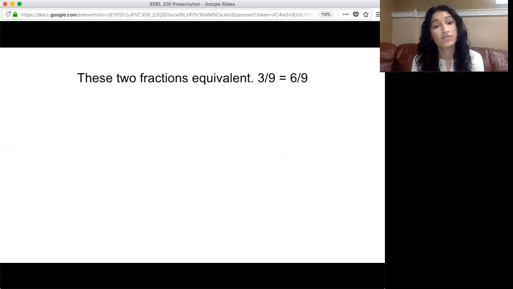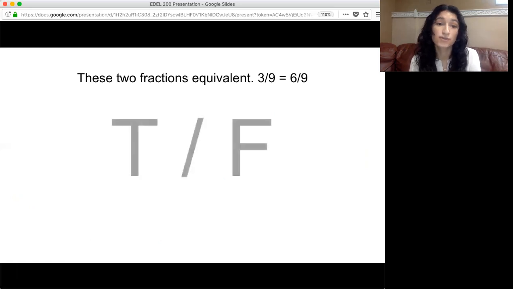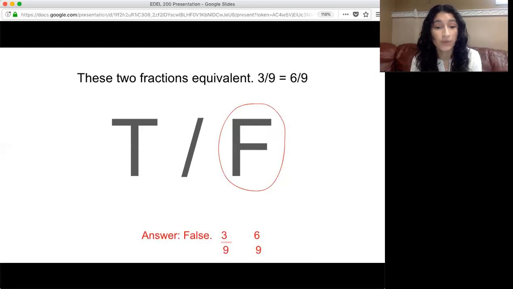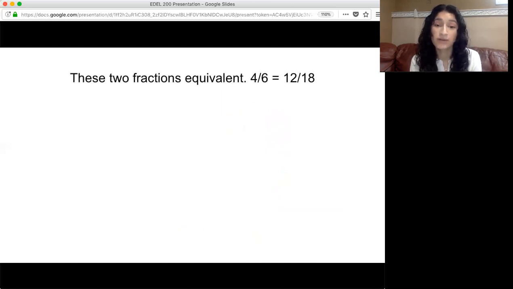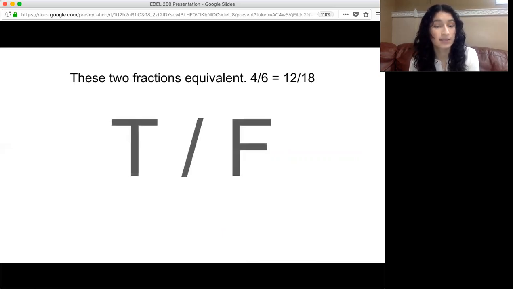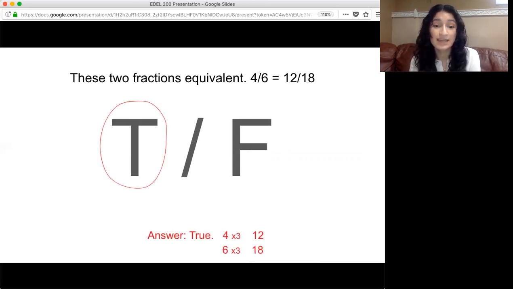Next, these two fractions are equivalent, 3 over 9 and 6 over 9. Is this true or false? False, right? Because here we see that 3 over 9 and 6 over 9, they're not equivalent. These two fractions are equivalent, 4 over 6 and 12 over 18. Is this true or false? Okay, this is true. So we can see that 4 over 6 and 12 over 18, when we multiply the top and bottom by 3, these do in fact equal.